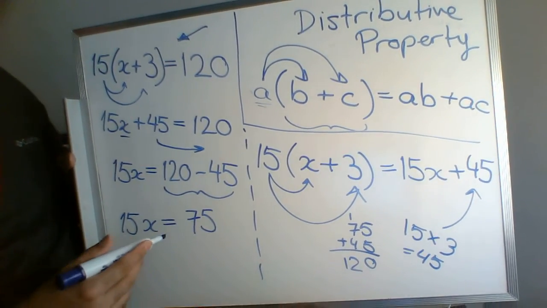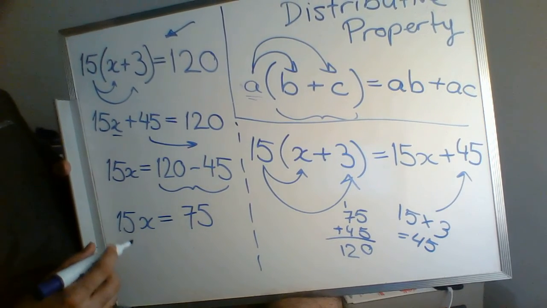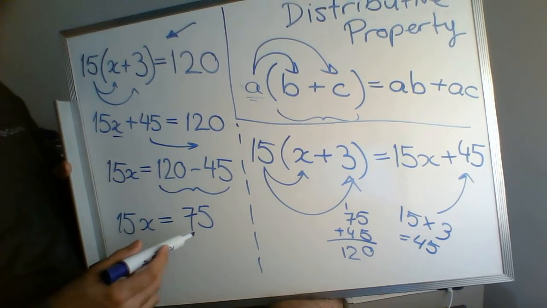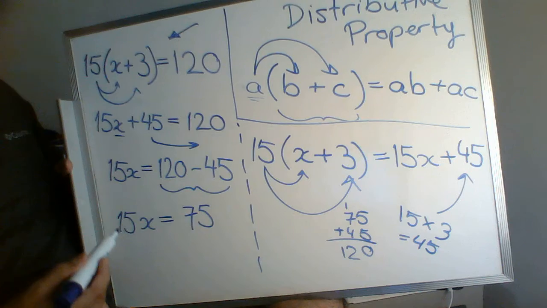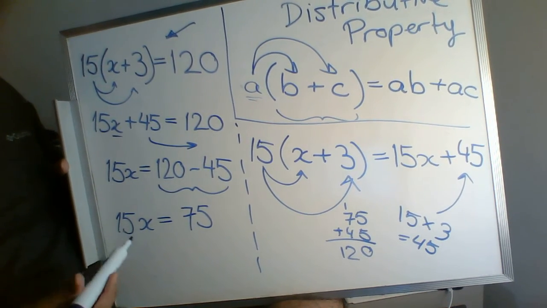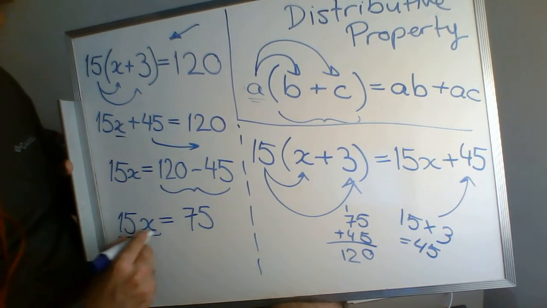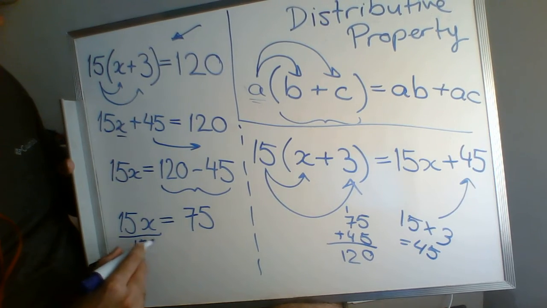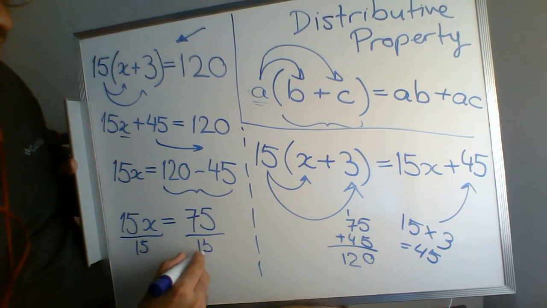So that means that is going to be 75 over here. But 75 is the same thing as x times 15. We don't want x times 15, we want just x. So we'll divide both sides here by 15.